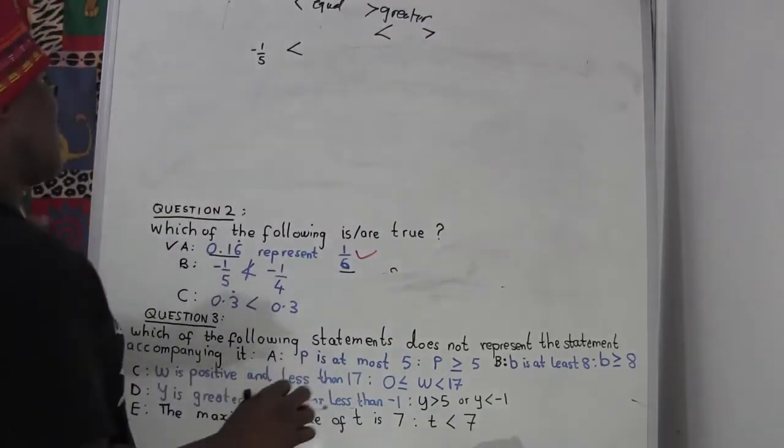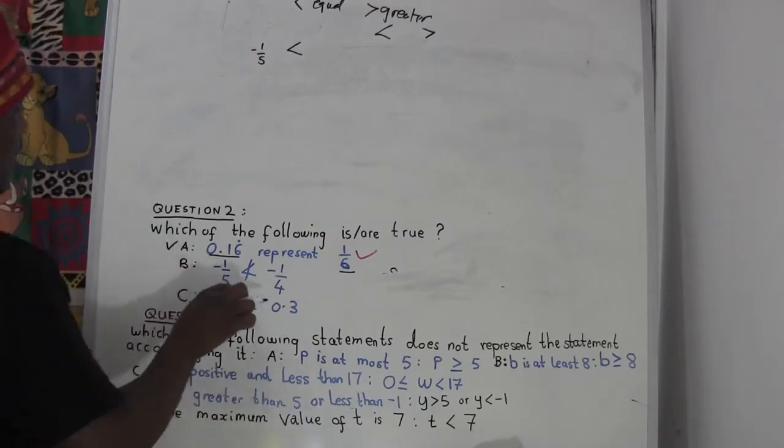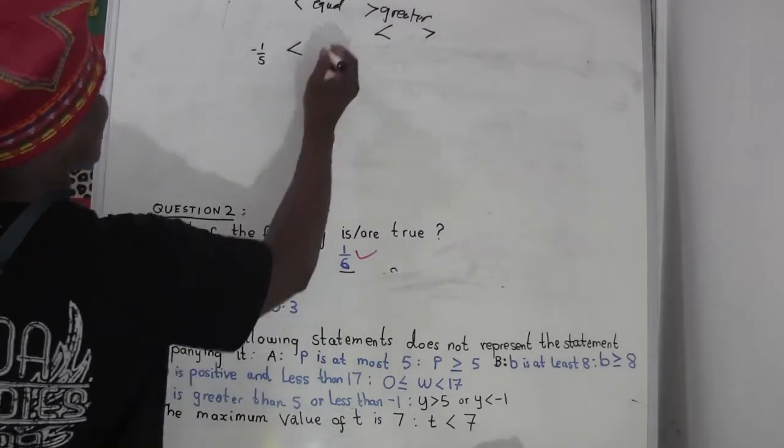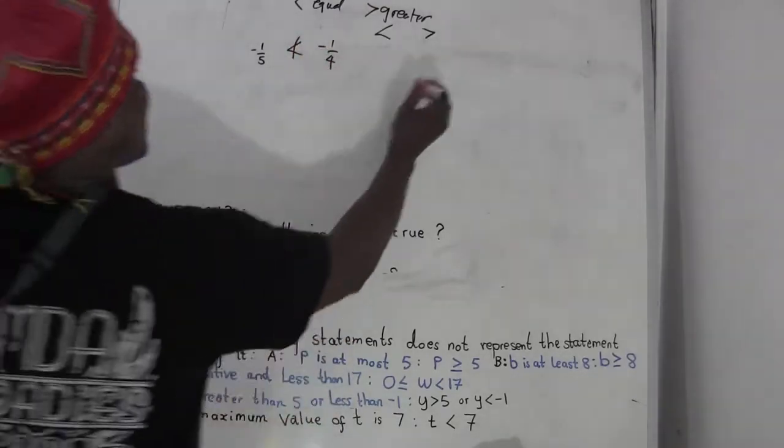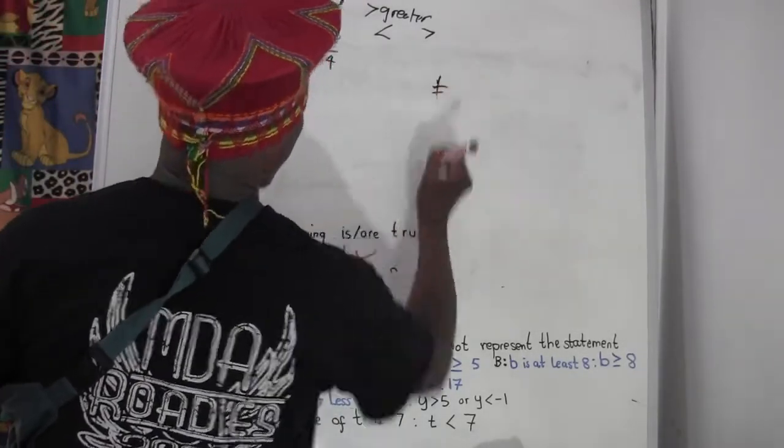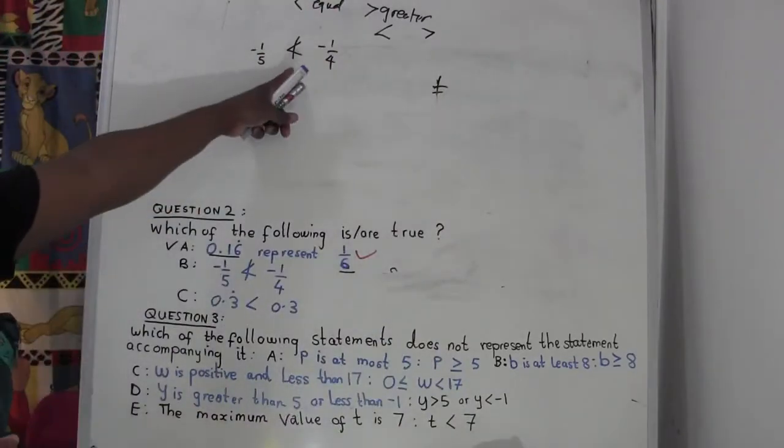Greater, you know what I'm saying? So let's say negative 1 over 5 is less than negative 1 over 4, but they say it's not less. If somebody gives you this, it means equal. When you cut it here, it means it's not equal. So it's not less, which means it's greater.